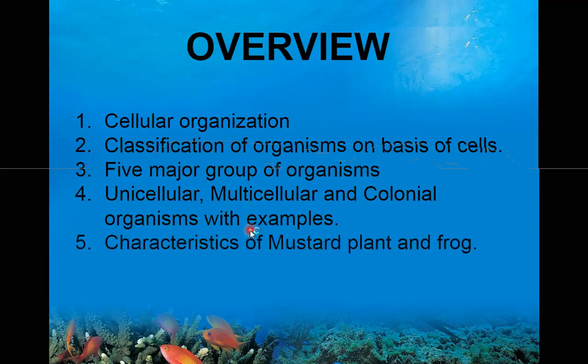Then we discussed the characteristics of the mustard plant and the frog. And we also came across the scientific names given by the scientists. So we are going to discuss the scientific names in the chapter biodiversity, why scientific names are given to the organisms, and what the importance of giving organisms a scientific name is. So I hope the topic which we started today, related to cellular organization, was clear to you.